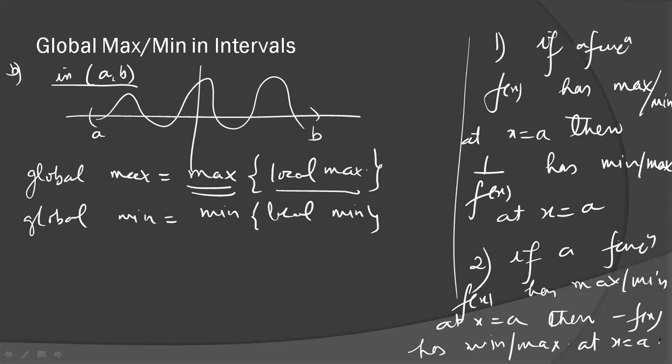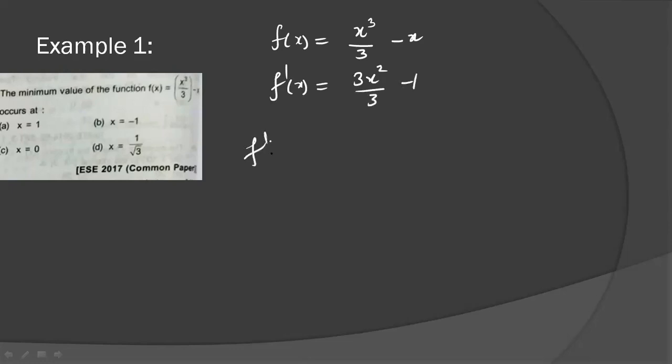Let's see some examples. A previous year question, quickly. The minimum value of the function occurs at... The question is f(x) is given to you. This is a 2017 problem: x cubed by 3 minus x. It is a polynomial function, so we can use the first derivative test. It will be very useful. 3x squared over 3 minus 1, so f'(x) equals x squared minus 1.